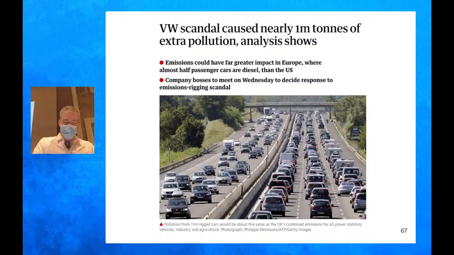So this is the VW scandal. They believe that based on the tests that they cheated on, it created 1 million tons of extra pollution that went into the atmosphere around the world.